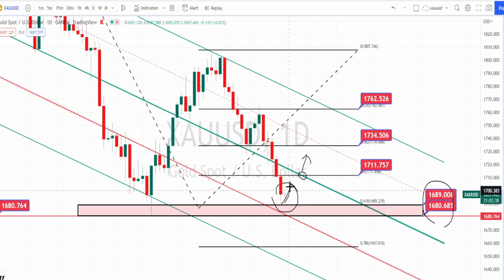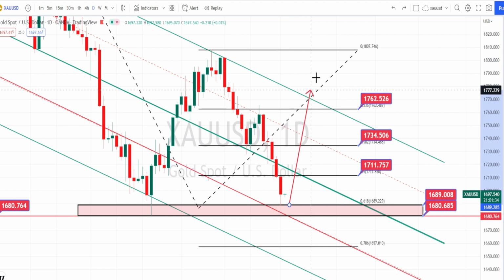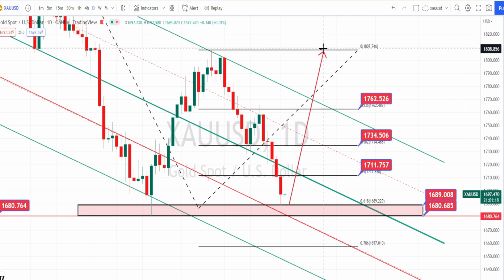Otherwise we can expect the price action to retest and to break the support line or to consolidate within this resistance and support line. And as long as the price action is trading below this resistance level of 1807, it will only be considered as a retracement. It is not a bullish side trend reversal. Only when the price action breaks this resistance level of 1807, it will be a bullish side trend reversal.